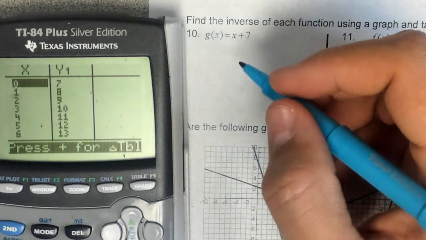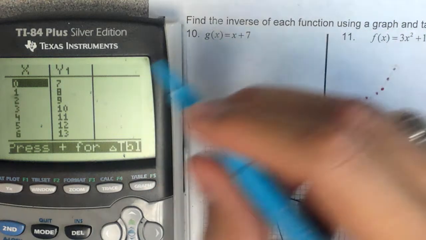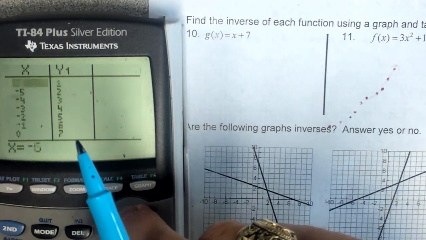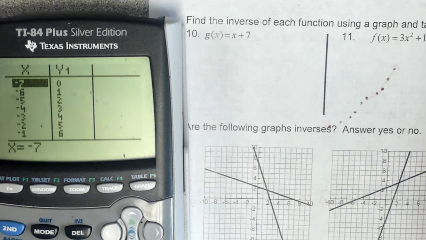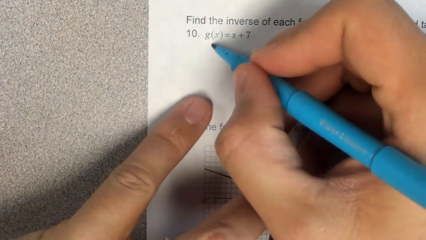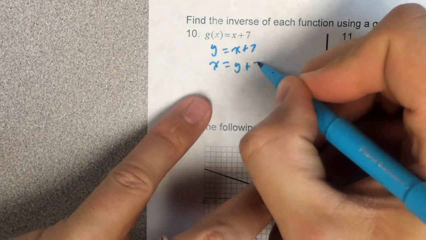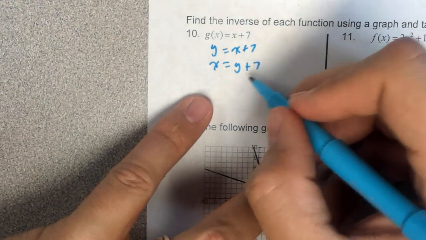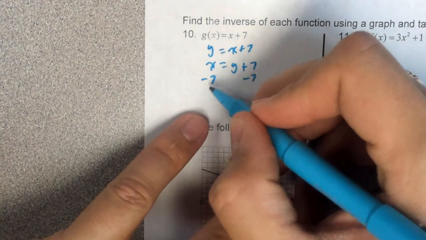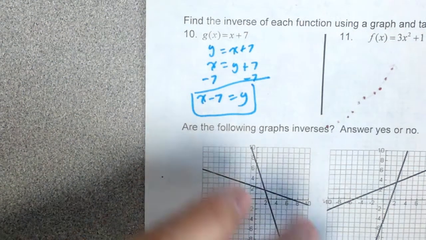Table right here is going to be (0, 7), let's see. Why don't we just find these algebraically? Let's go ahead and find these algebraically. That'll be easier. So this is y equals x plus 7. Switch the x and the y. x equals y plus 7. So I'm going to subtract 7. x minus 7 equals y. There's my inverse function.